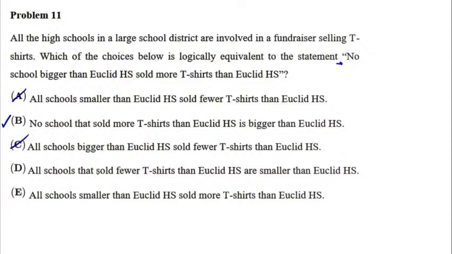D. All schools that sold fewer t-shirts than Euclid High are smaller. No, they can be smaller, they can be larger. This statement doesn't have any problem. Part E. All schools smaller than Euclid High sold more t-shirts than Euclid High. For schools that are smaller than Euclid High, the statement doesn't say anything about it. So the only statement that is equivalent we can say is B.